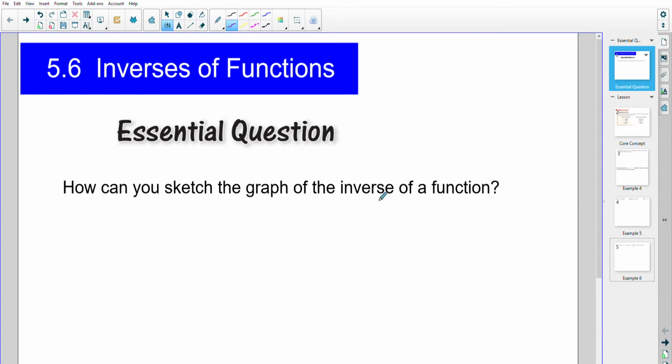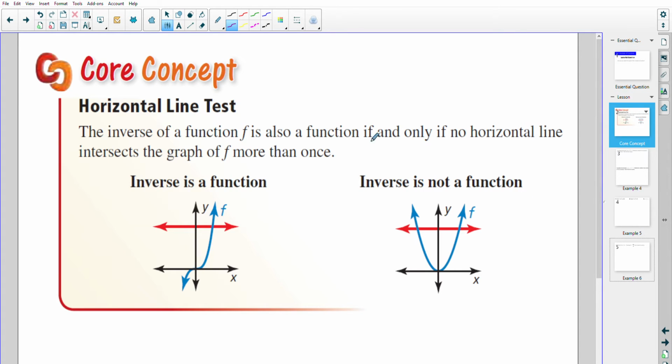Inverses of functions. How can you tell if the inverse is actually a function? We can do that by the horizontal line test. Now this should sound familiar.